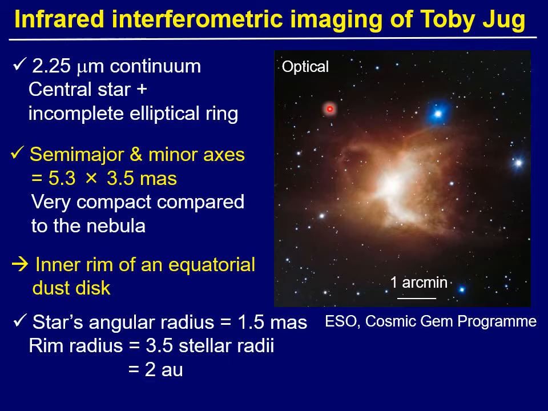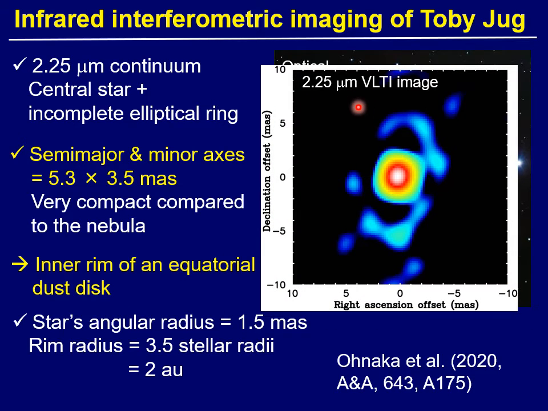This is the same optical image of the nebula. Now comes the image obtained with VLTI at 2.25 micron. So the field of view of this image is just 20 milliarc seconds. So the central part is very compact compared to the arc-minute scale nebula. What we see is the central star and an incomplete elliptical ring. This is the inner rim of an equatorial dust disk viewed from an intermediate inclination angle.